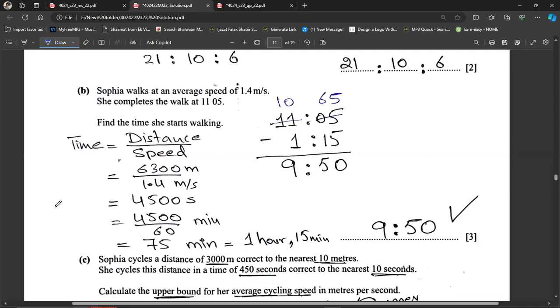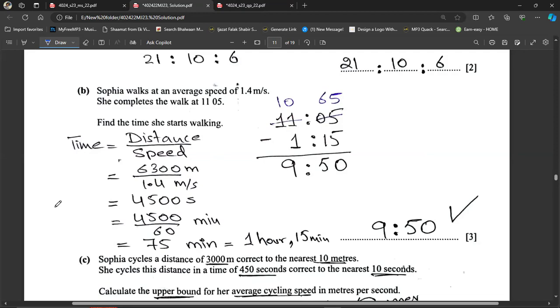So convert this 4,500 seconds into minutes. For that, you will have to divide it by 60. You will get 75 minutes. And 75 minutes means 60 minutes is 1 hour and 15 minutes. So 75 minutes means 1 hour and 15 minutes.